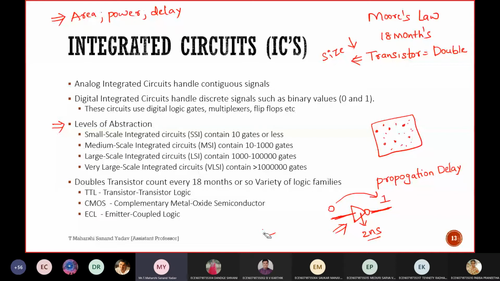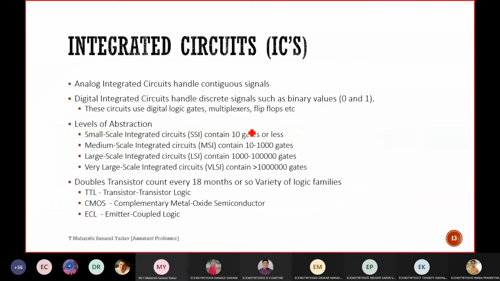Okay, now small scale integration. Small scale integration means initially only 10 gates were present. Now, from small scale integration, I went to medium scale integration. See here what's happened. Gates increased. It is increasing. Better let us consider they are getting doubled for better understanding.